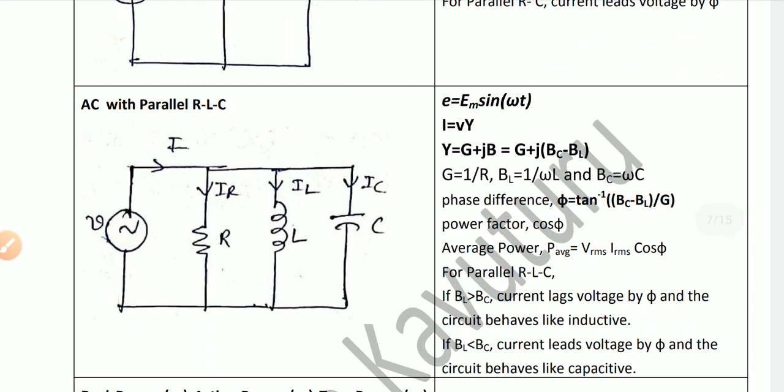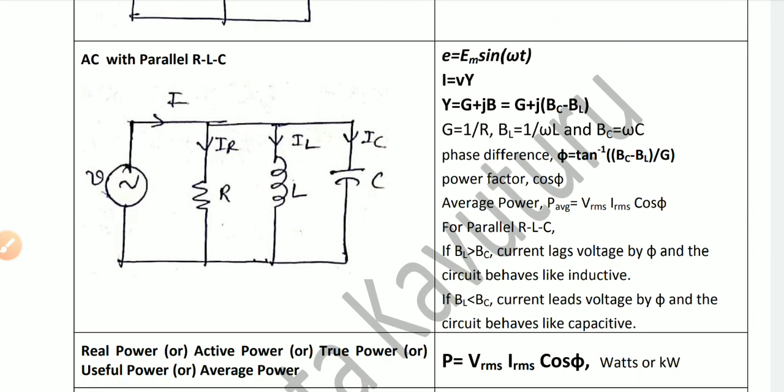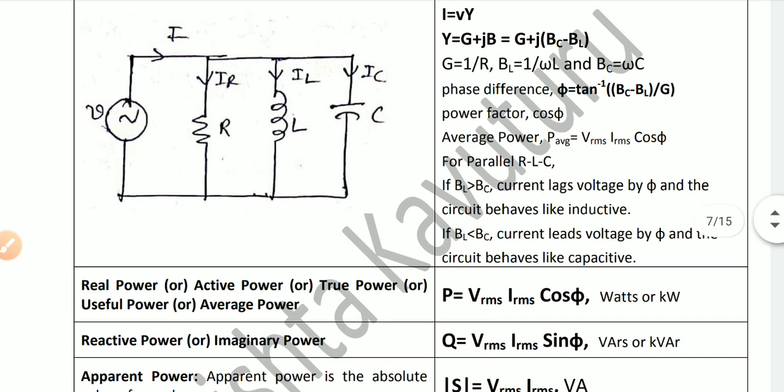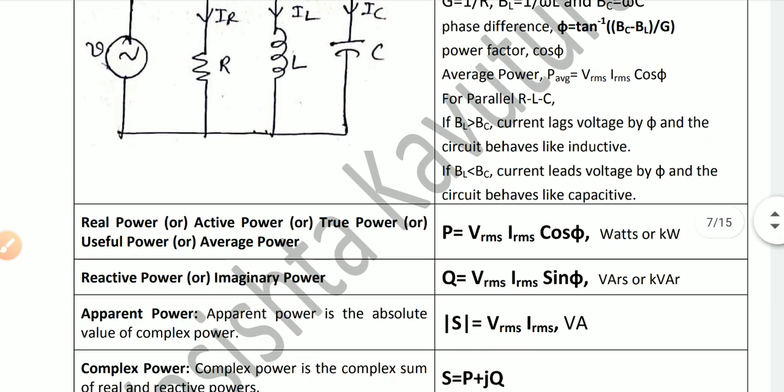Next, AC with parallel RLC. Here all three elements are in parallel. Therefore, E is equal to Em sin omega t, and I is equal to VY, where Y is nothing but G plus jB, where B is nothing but BC minus BL. G is 1 by R, BC is omega C, BL is 1 by omega L, and the phase difference phi is equal to tan inverse of BC minus BL by G. The power factor is cos phi, and average power is Vrms Irms cos phi. Therefore, for a parallel RLC circuit, if BL is greater than BC, current lags the voltage by phi, and the circuit behaves like inductive. For the case BL less than BC, current leads the voltage by phi, and the circuit behaves like capacitive.